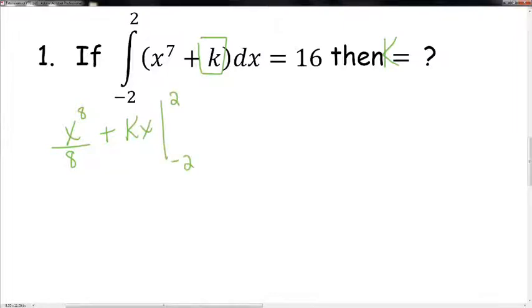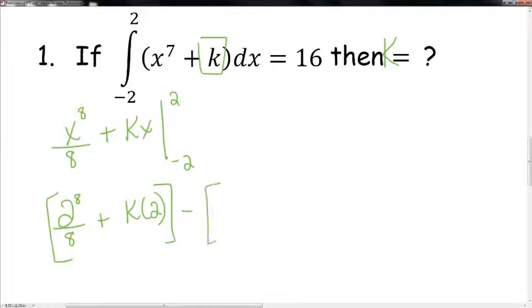And so let me go ahead and plug in. So I have 2 to the 8th over 8 plus k times 2, and I'm going to subtract that from -2 to the 8th over 8 plus k times -2.